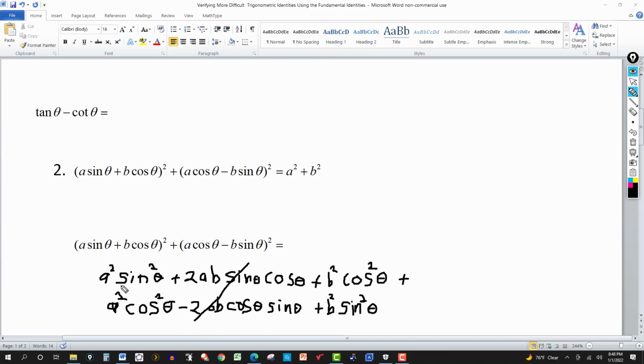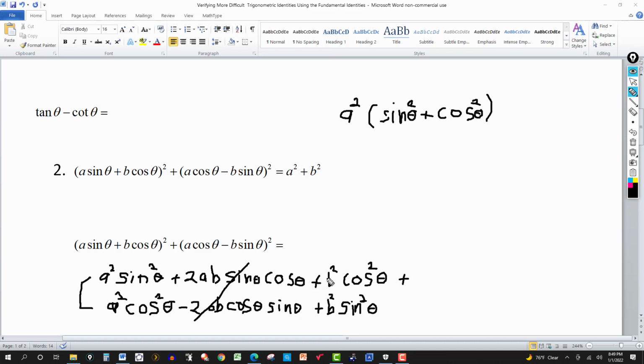Now, what do we have left? We have these two terms right here: a squared sine squared theta, a squared cosine squared theta, and over here b squared cosine squared theta, and b squared sine squared theta. So let's do this. From these two right here, we're going to factor out a squared. So I'm going to put it up here. You can see it. A squared. Factor out the a squared from those two terms, and what do I have in parentheses? I have sine squared theta plus cosine squared theta.